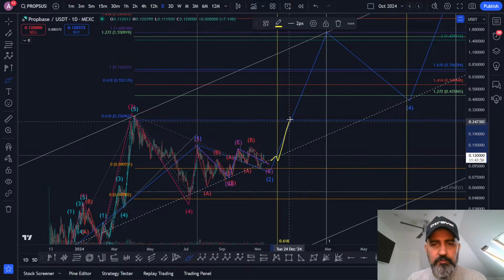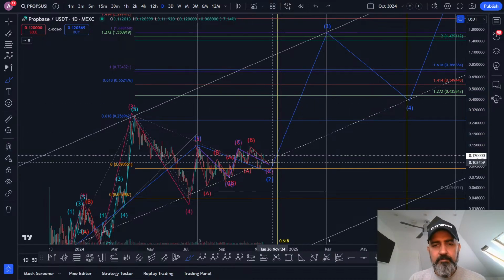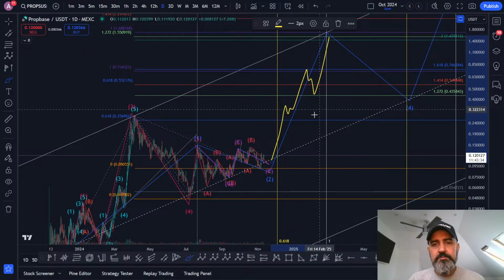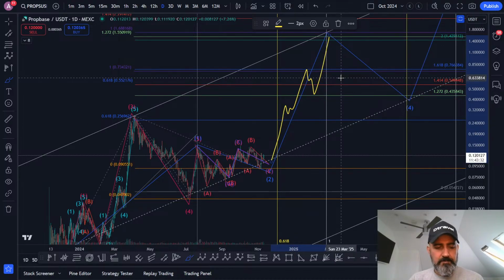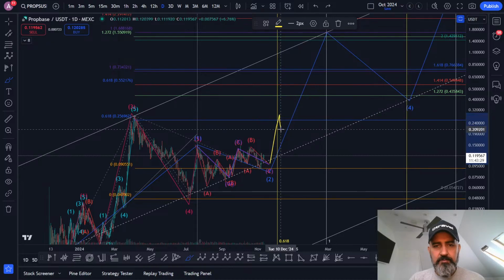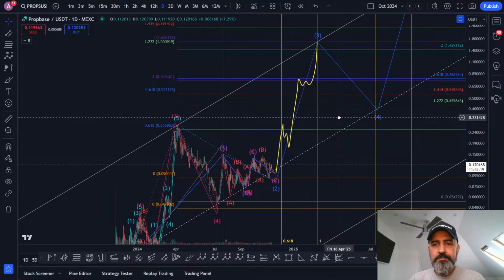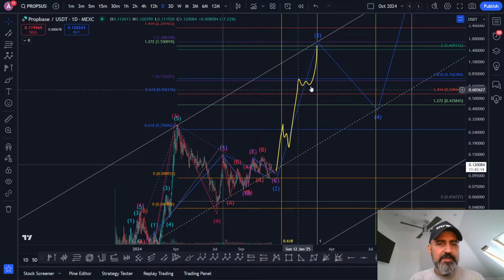So could you get wave 1, wave 2, wave 3, wave 1, 2, wave 3, wave 4, wave 5. Don't know. Something like that.